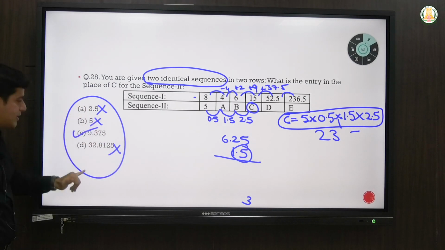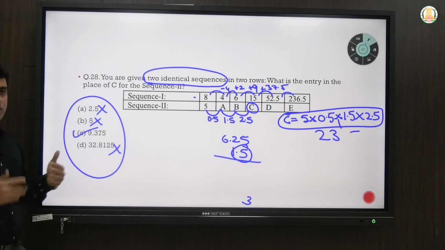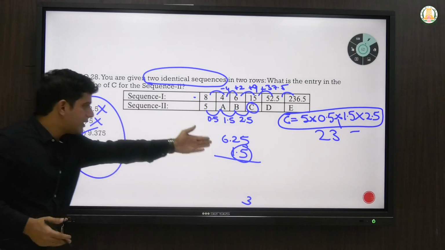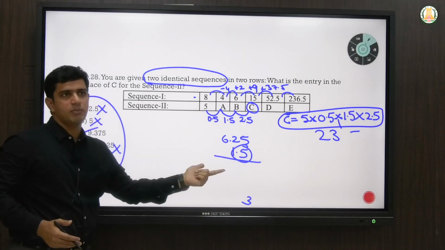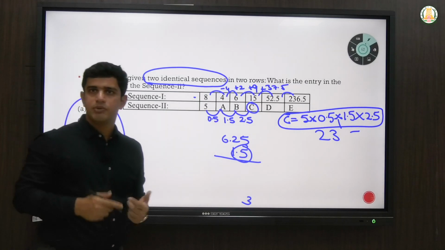So again, as I said, always see the options. Be a little strategic in seeing the options and answering, because you have very less time in the paper. You can do the entire calculation, it takes maybe, let's say, 1 minute, but you can save that 1 minute by just seeing the options. Okay, got it? Shall we move to the next question?